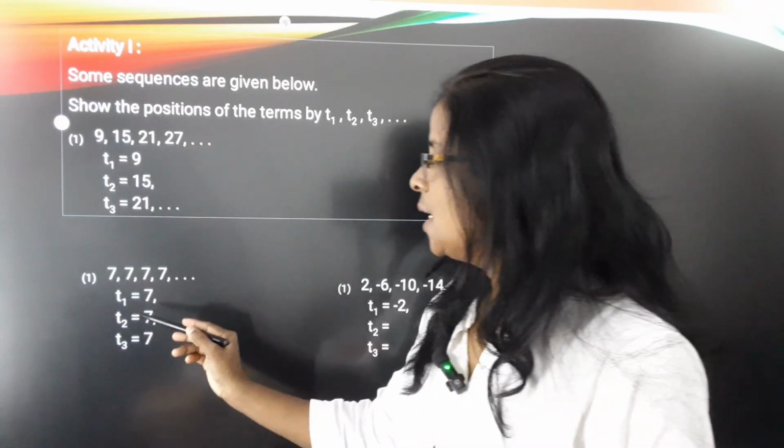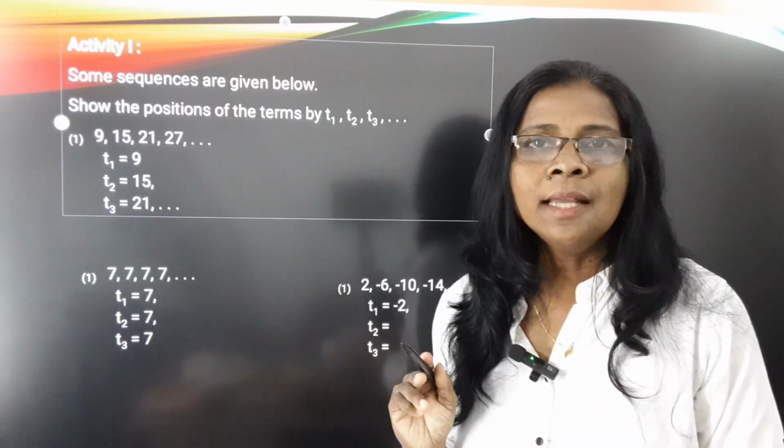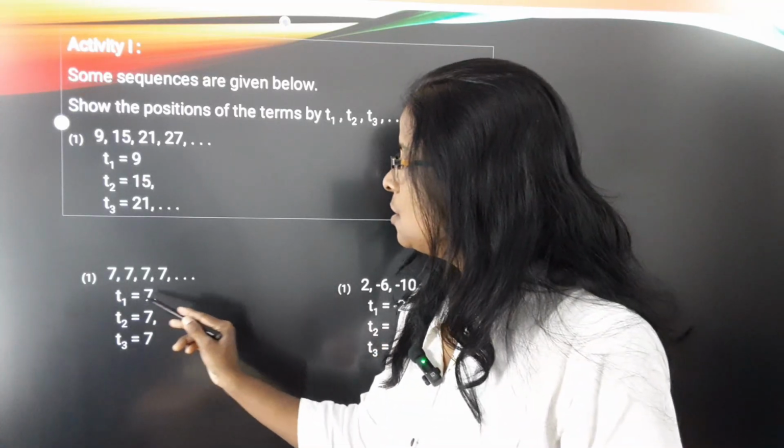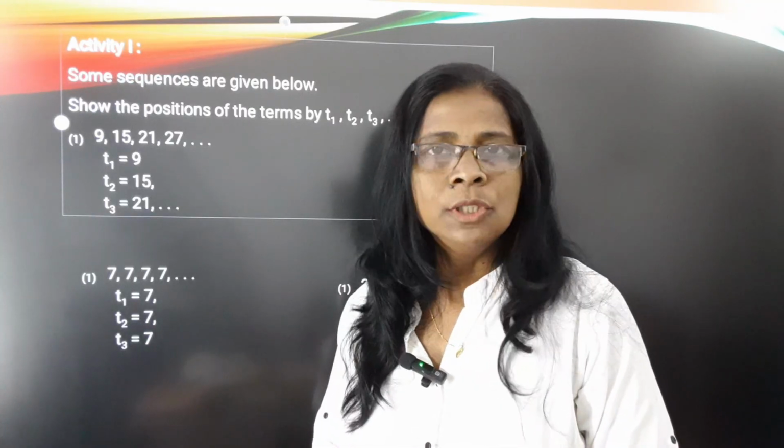Now in the second example: 7, 7, 7, 7. Here all the terms are 7. So T1 is equal to 7, T2 is equal to 7, T3 is equal to 7, and T4 is equal to 7.